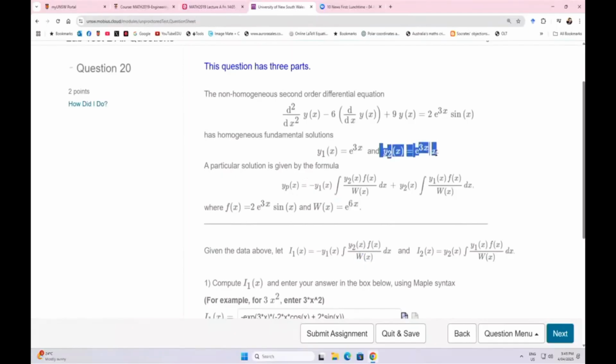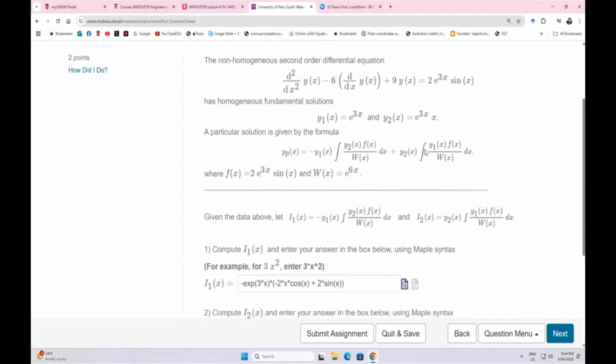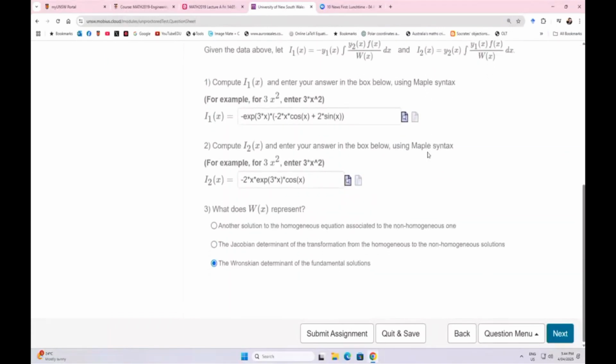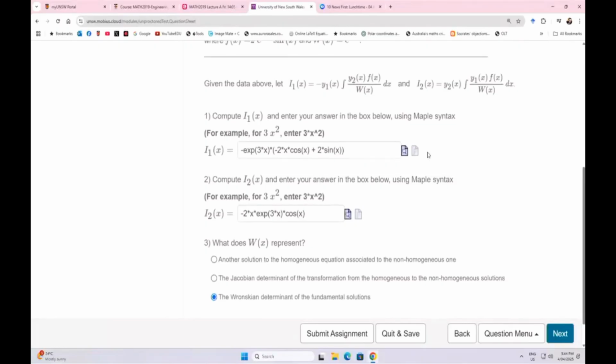You take that, you put it in there. You take that, you put it in there. And you take that, and you put it in there. And you do an integration. Okay? And the same for I2. Yeah? It's pretty easy, I think, as long as you check your answers. But you don't check your answers too early because there's another one down the bottom.